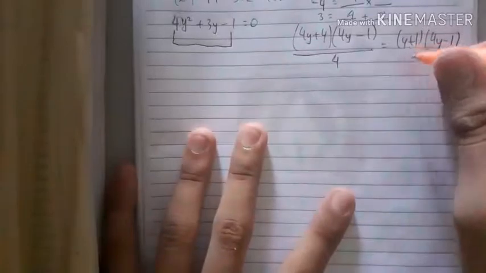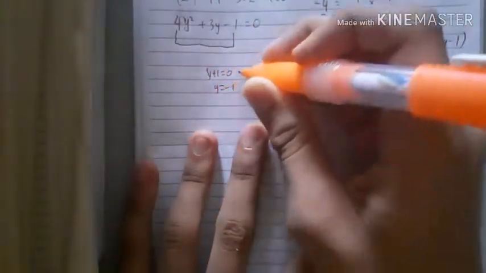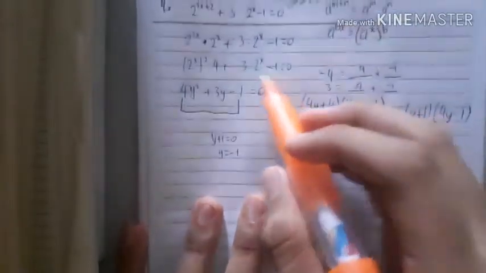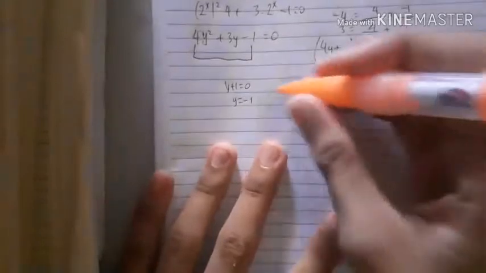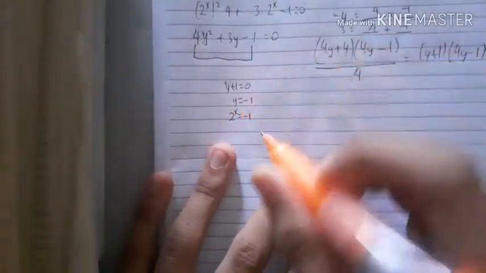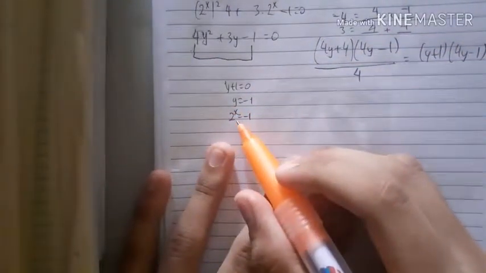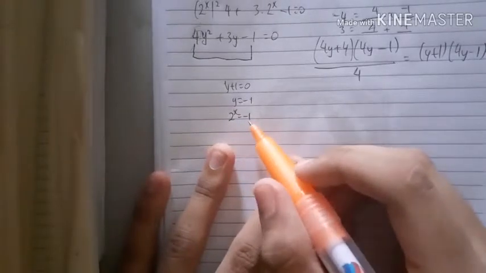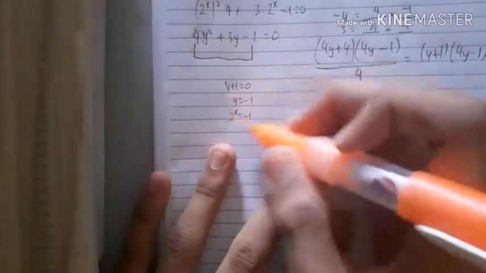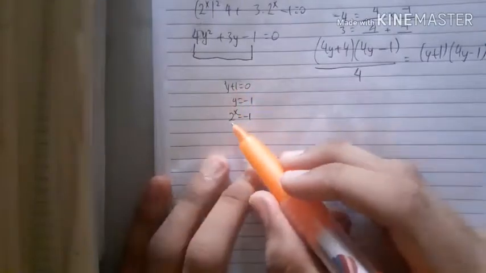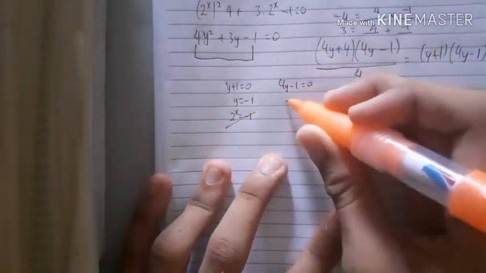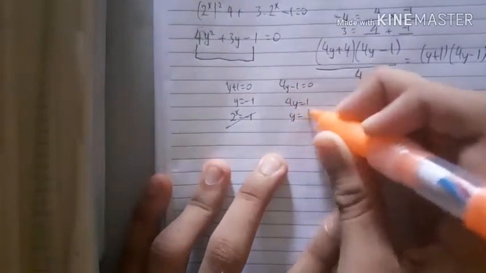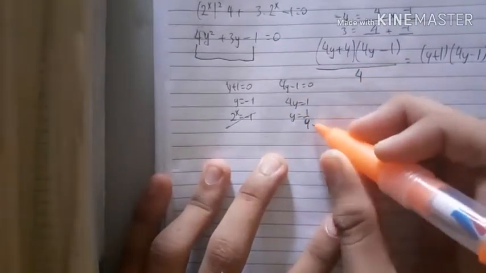Now we can convert the y. y plus 1 equals 0 and y equals minus 1, and we convert it back to the power of x, because they asked us to find x. So 2 to the power of x equals minus 1. But there is no value of x that gives minus 1, so this equation turns out not useful. And for 4y minus 1 equals 0, 4y equals 1, y equals 1 over 4.